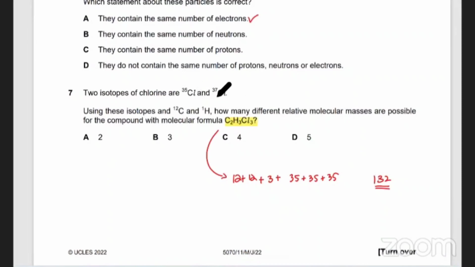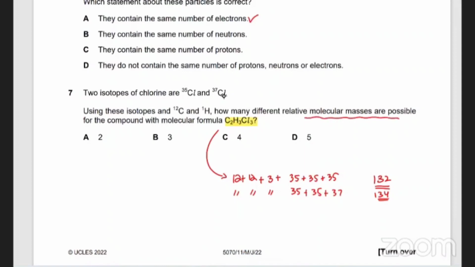So the molecular mass is 132 if all the Cls are 35. Remember, there are two options. It could also be 37. So the other one could be carbon 12, 3 hydrogens, and you could have 35, the other Cl is also 35, and one of them could be 37. Now what will the mass be? It will increase by 2. It's going to become 134. You can add that up, and it's going to become 134.